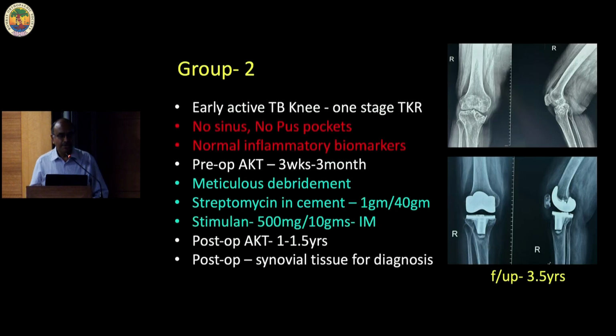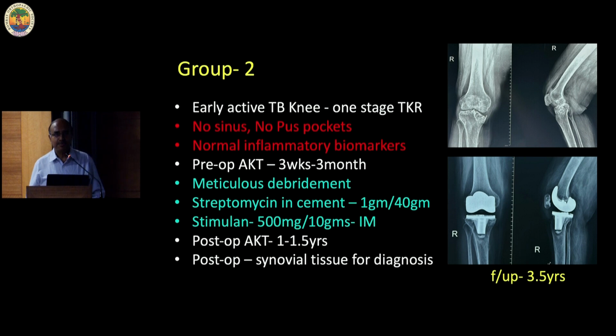The second group is an early active tuberculosis of the knee, where you can do a 1-stage total knee arthroplasty, but remember, there should not be any sinuses, or any frank pus pockets anywhere, and your inflammatory markers should be normal before the surgery. If these 3 criteria are met, you can put these patients on tubercular treatment.